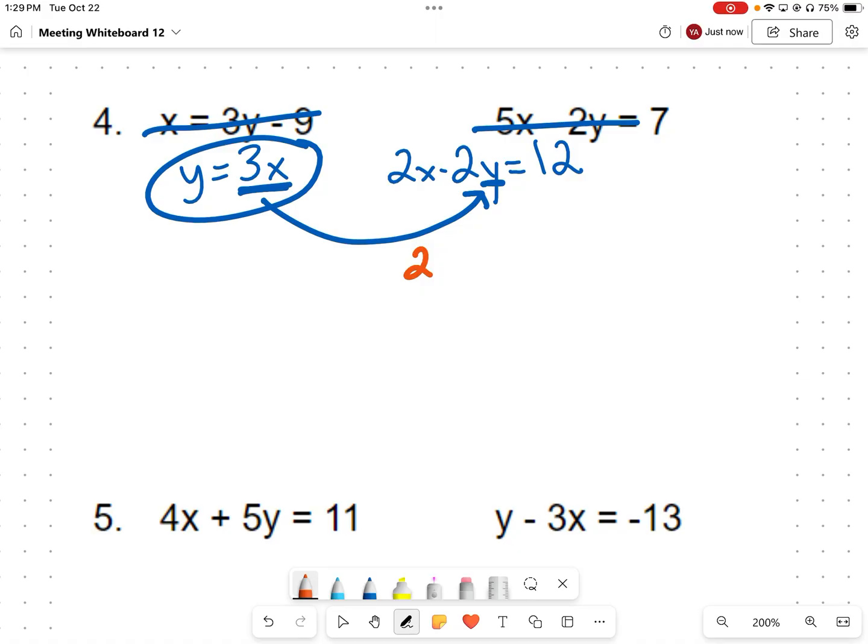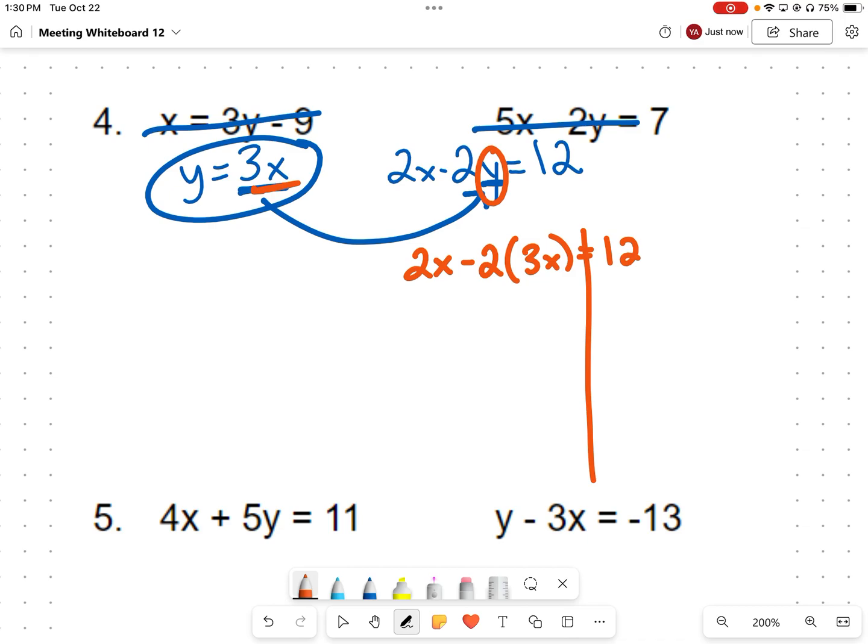So we have 2x minus 2. When I substitute something in, I want to put it in as inside parentheses still. So the y is 3x equals 12. So all I did was replace this y with 3x. Now we're going to solve it. So I need to simplify the left side. I need to get rid of that parenthesis.